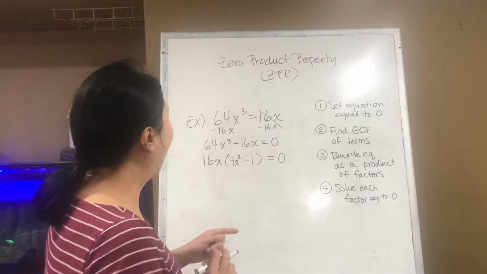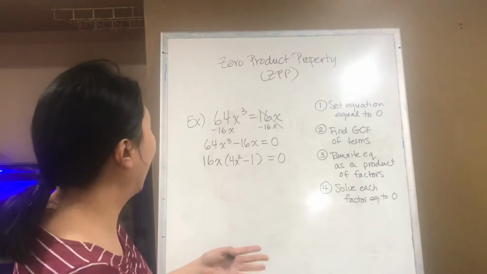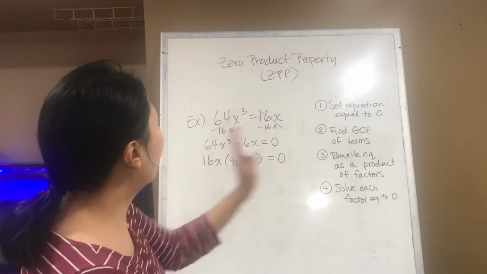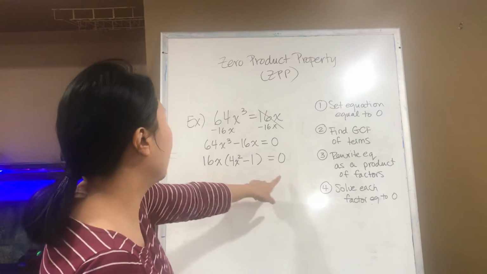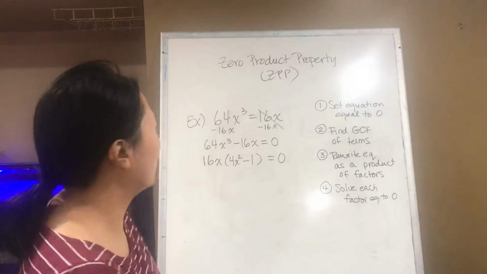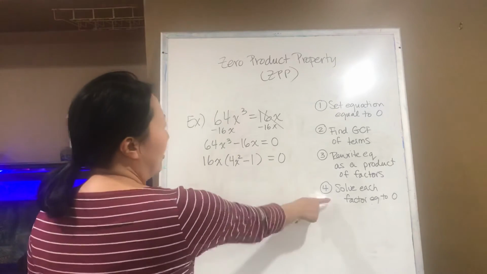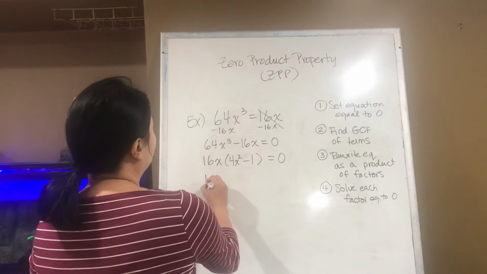So now I have two products that equal 0, which is exactly what I want, because I know that if 16x is equal to 0, the equation would be true, and if 4x squared minus 1 is equal to 0, it would also be true. I should actually say or, because it's either or. So let's go ahead and do the last step, which is solve each factor equal to 0.